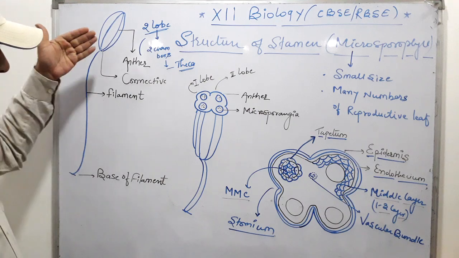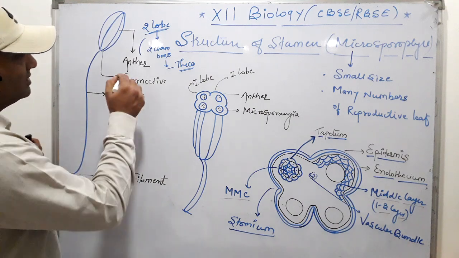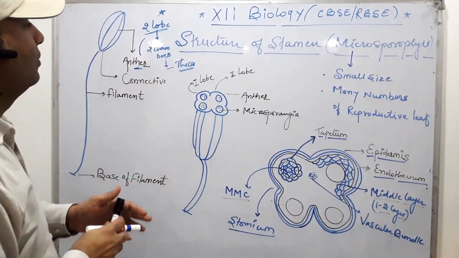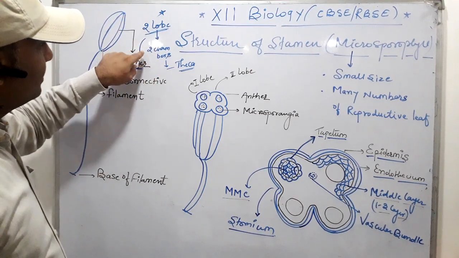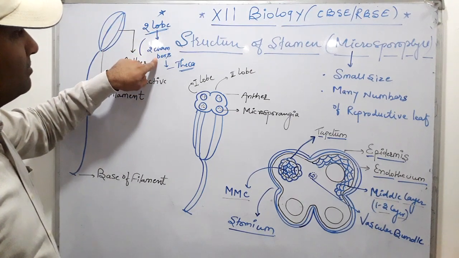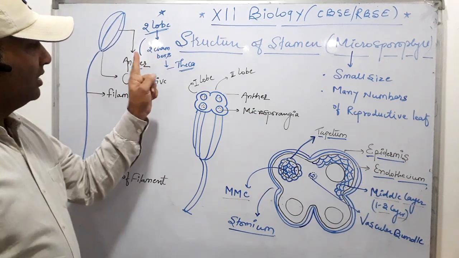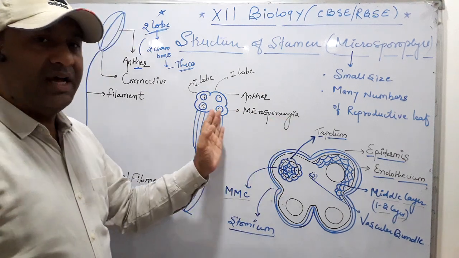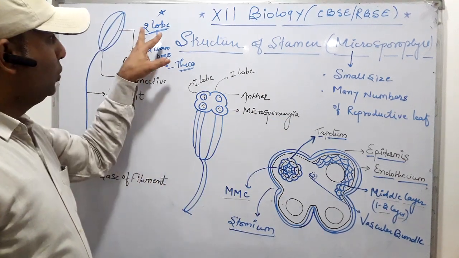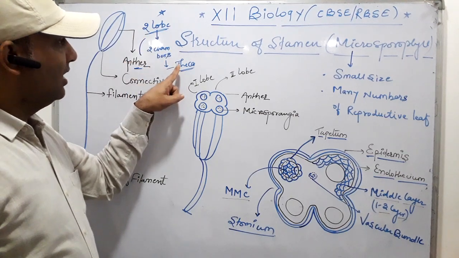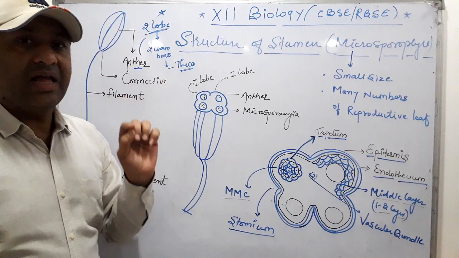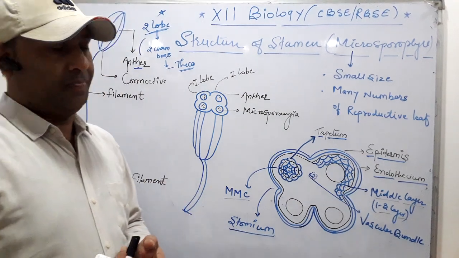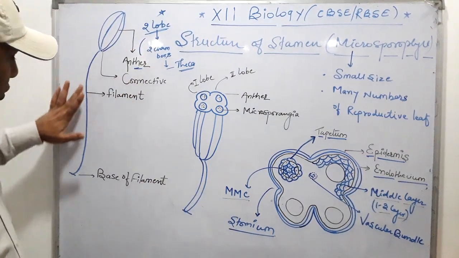Now, when we discuss the anther, it consists of two lobes. When we open these two lobes, we visualize the two chambers. Each chamber is called a microsporangium, or pollen sac. Clear? With two lobes it is called theca, and when it contains two lobes it is called dithecous. When one lobe is contained, it is called monothecous.